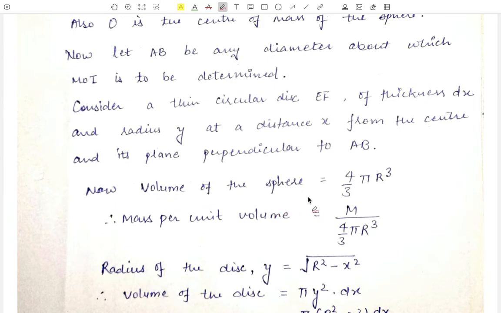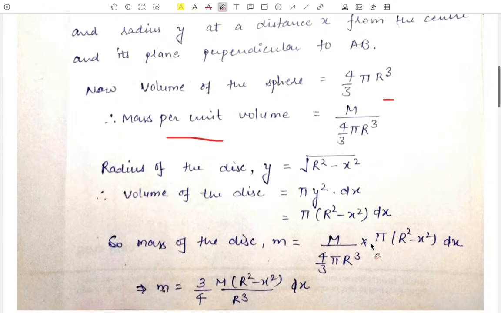Now, the volume of the sphere, as we know, is equal to 4 upon 3 pi r cube. Therefore, the mass per unit volume is equal to mass upon volume, that is m upon 4 upon 3 pi r cube. Now, the volume of the disk will be equal to the area of the disk into its thickness. Now, the area of the disk is pi r square.